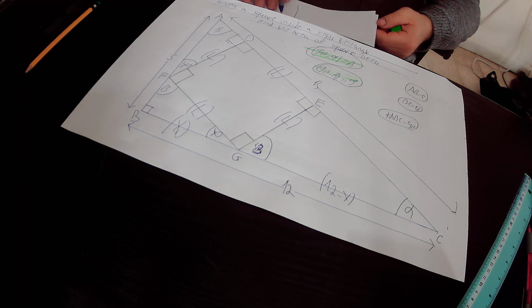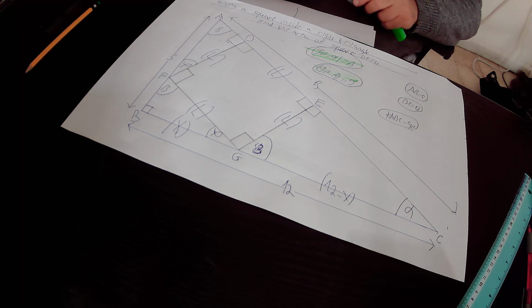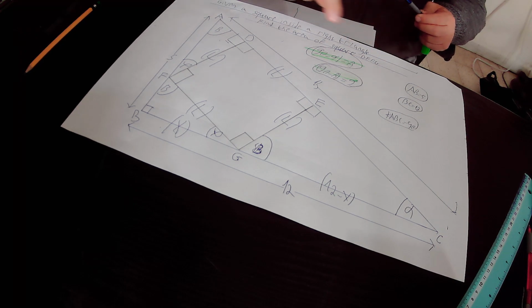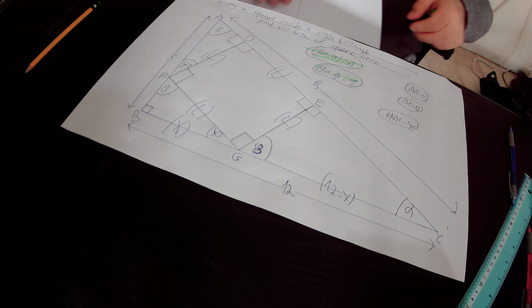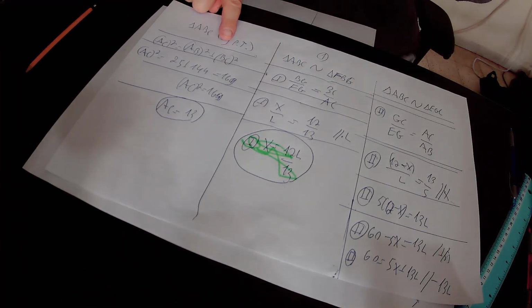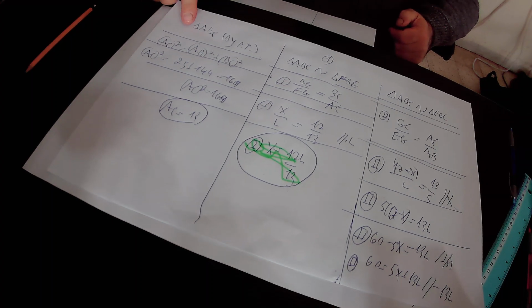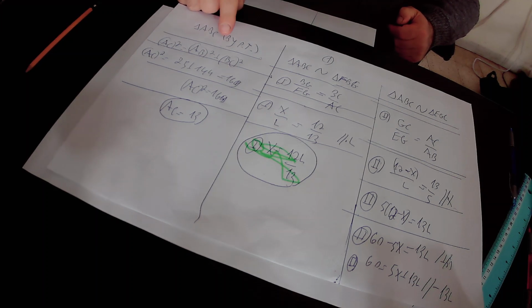So first of all, we implemented the Pythagoras theorem on the right triangle ABC. According to the Pythagoras theorem, in any right triangle, the square of the hypotenuse equals the sum of the squares of the perpendiculars. In the right triangle ABC, the hypotenuse is AC, therefore the square of the hypotenuse is AC squared. So AC squared must be equal to AB squared plus BC squared. AB is 5, therefore AB squared is 25, plus BC squared.